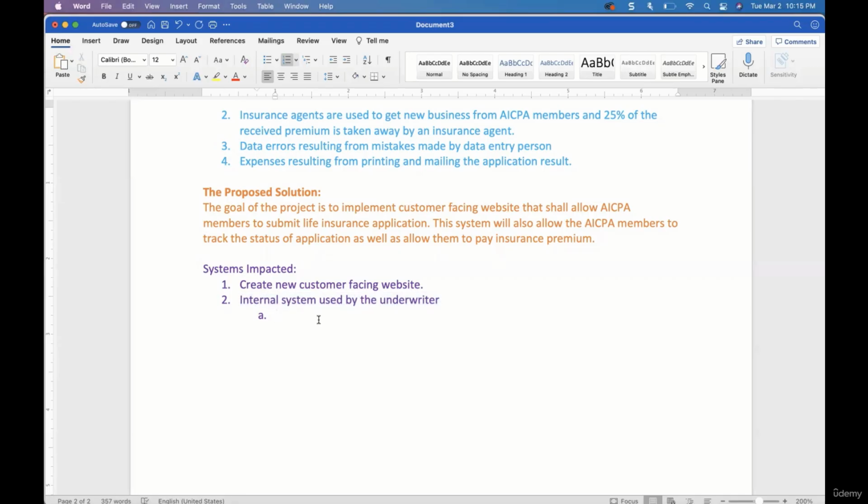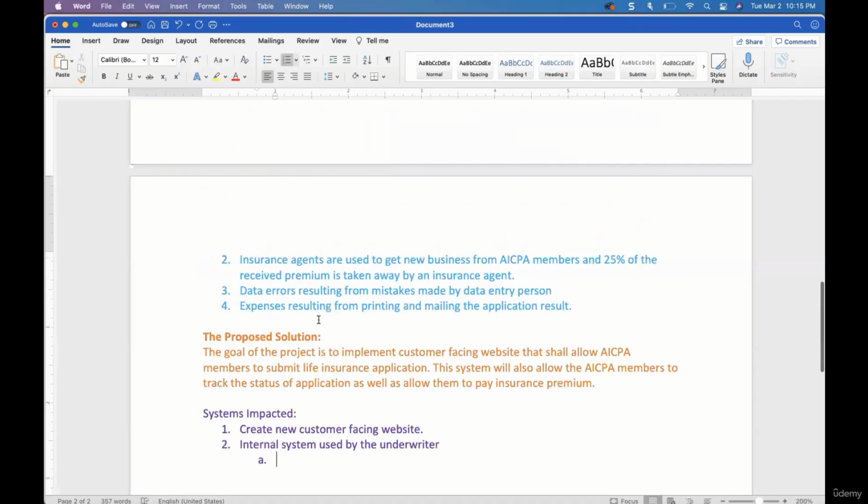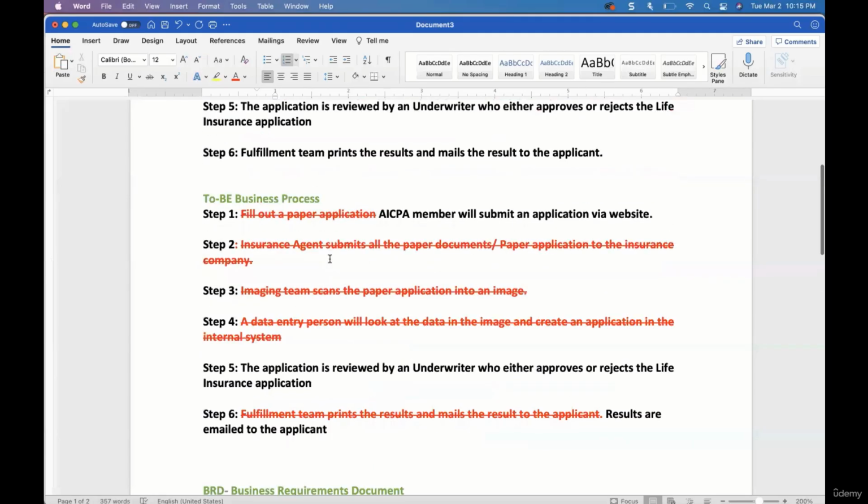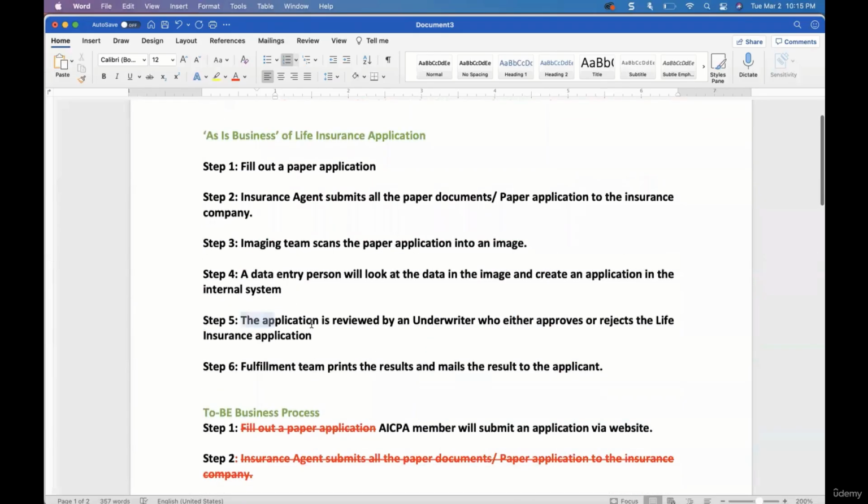Maybe because the underwriter is going to be the one who's approving or rejecting it, so there needs to be a code change that allows him to do that process before it's emailed out to the customer. The underwriter was able to do exactly the same even without this project, don't you think? In the as-is business, the underwriter was anyways approving and rejecting the life insurance policy. Instead of sending it out in the mail, they're going to be emailing it now, so that is impacted. Perfect. So that's one thing.